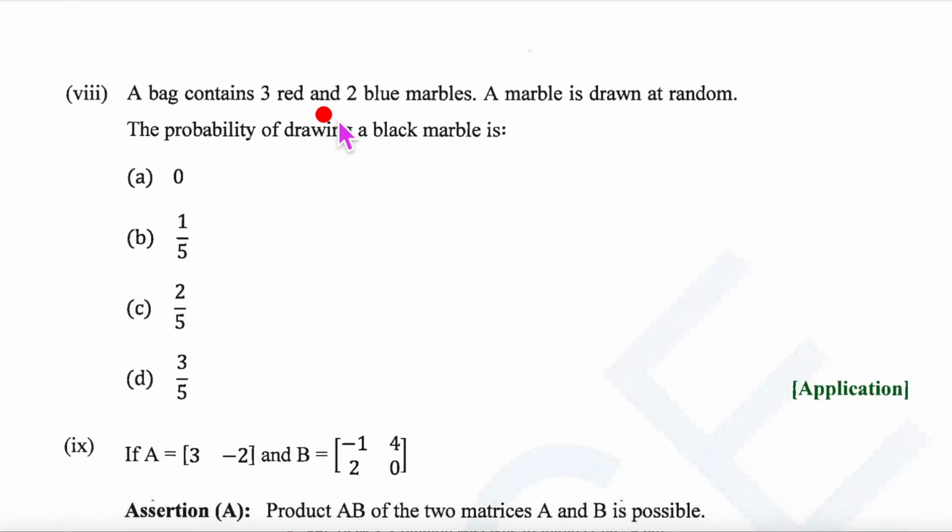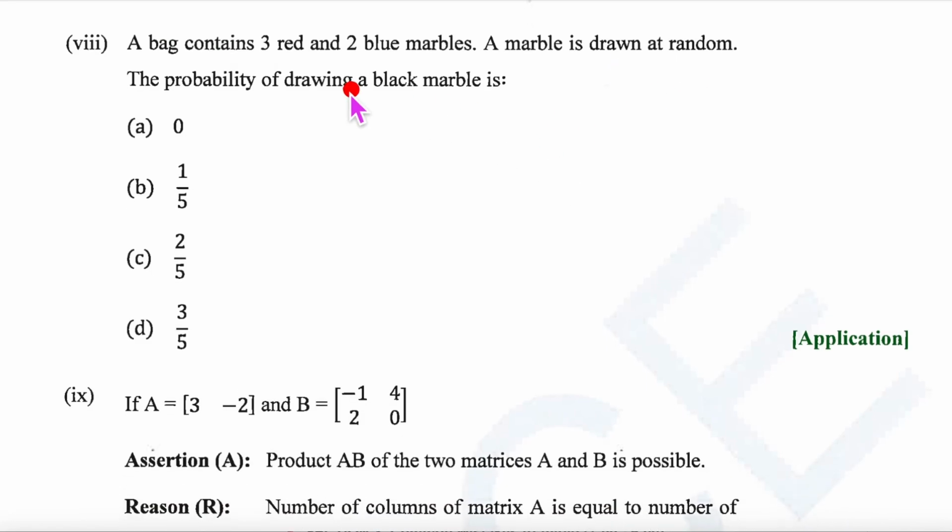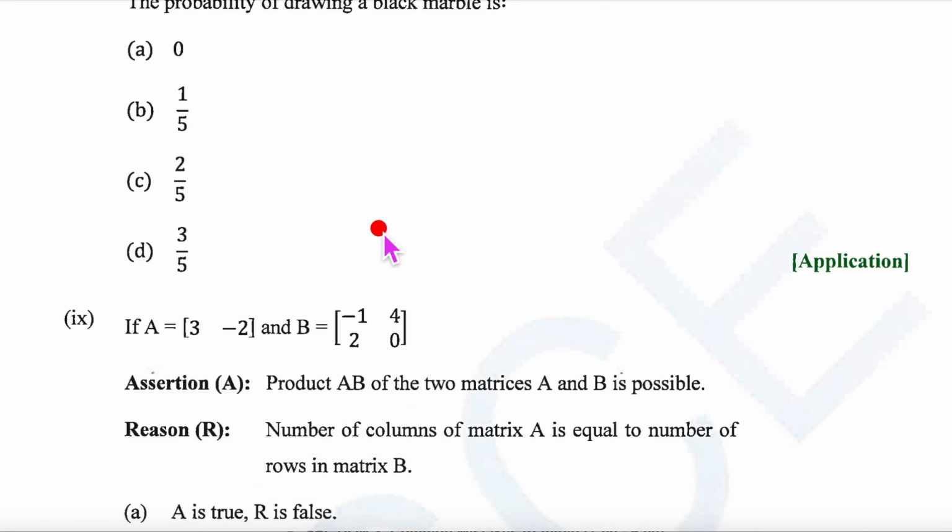A bag contains 3 red, 2 blue marbles. A marble is drawn at random. The probability of drawing a black marble: it is not there. So the probability will have to be 0.